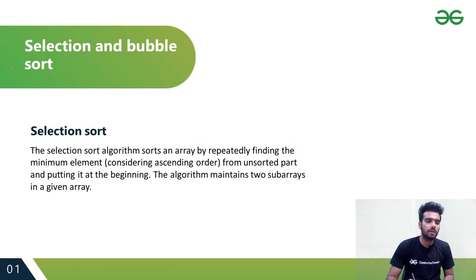In this lecture, we will learn about selection sort and bubble sort. So let's see first the selection sort. The selection sort algorithm sorts an array by repeatedly finding the minimum element, considering ascending order, from the unsorted part and putting it at the beginning. The algorithm maintains two subarrays in a given array.